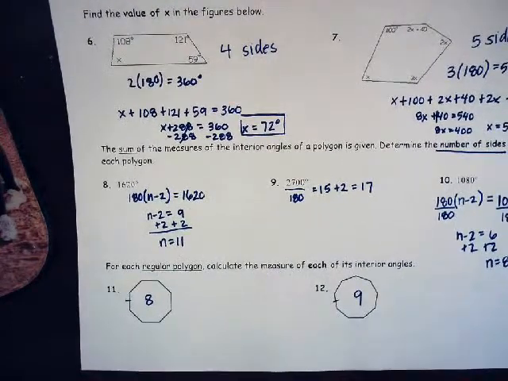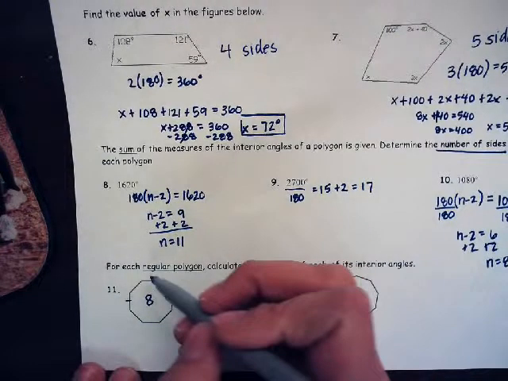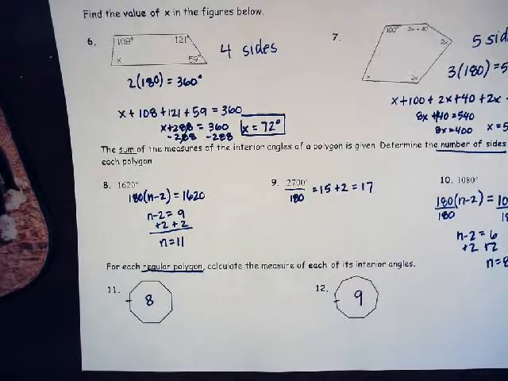Okay, last two. For each regular polygon, calculate the measure of each of its interior angles. So remember at the very beginning when we said what a regular polygon was? That every angle and every side is the same length. So how are we going to figure this out? I want you to think for a minute before I tell you the answer. Maybe I can give you a hint. Does it help to find what the sum of all of them has to equal? And then we know there's 8 of them and they're all the same measure.